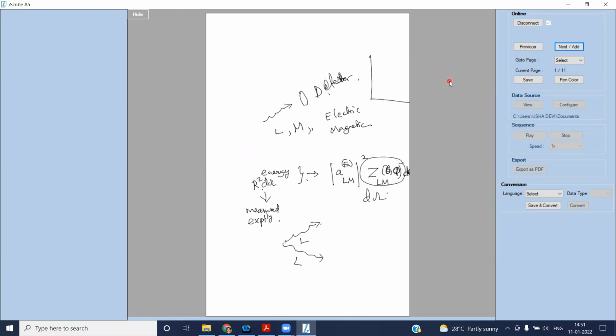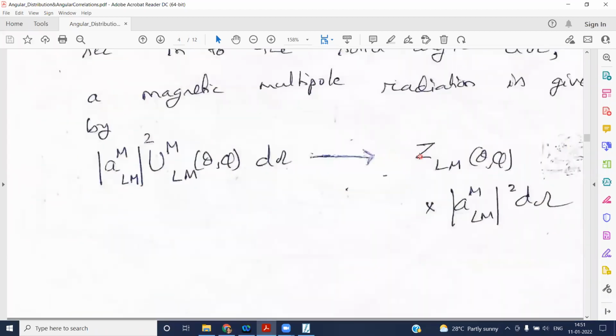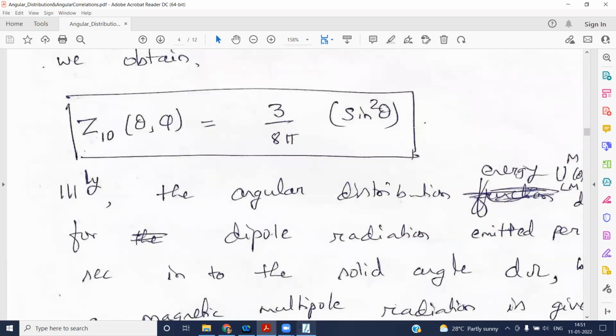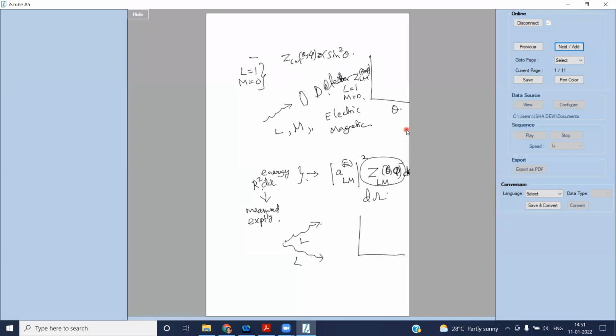Now suppose I plot Z_LM(theta, phi) as a function of, let us say, theta, when L is equal to 1, M is equal to 0. You know that Z_LM(theta, phi), when L is equal to 1, M is equal to 0, is proportional to sine squared theta. You have seen how I worked it out. If you plot sine squared theta as a function of theta, how does it look? You know that sine squared theta is maximum at theta equal to when? When is the function maximum?